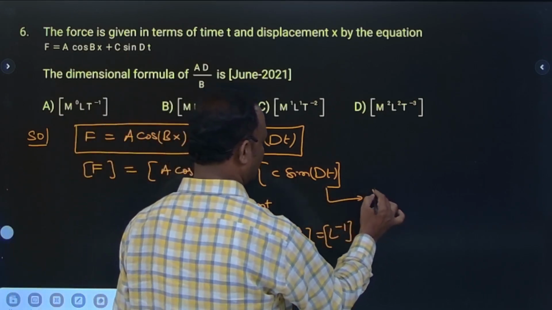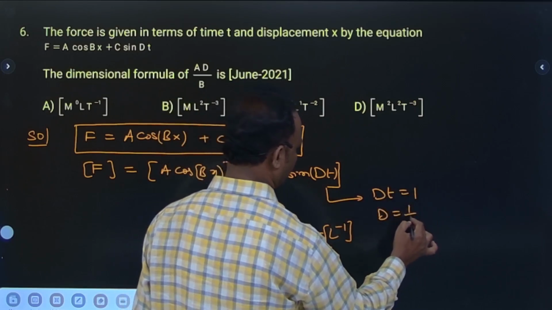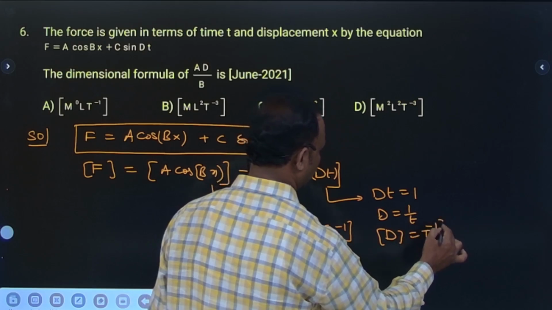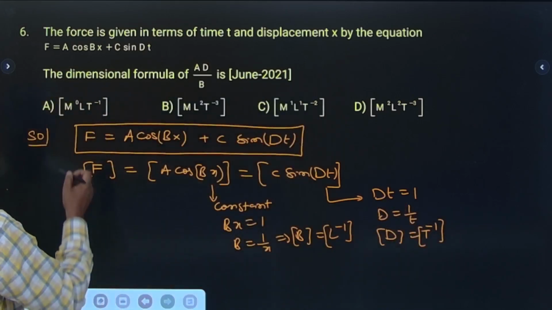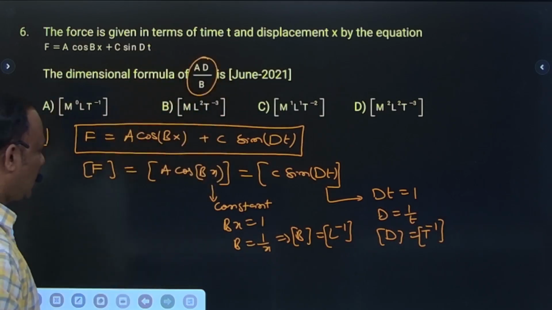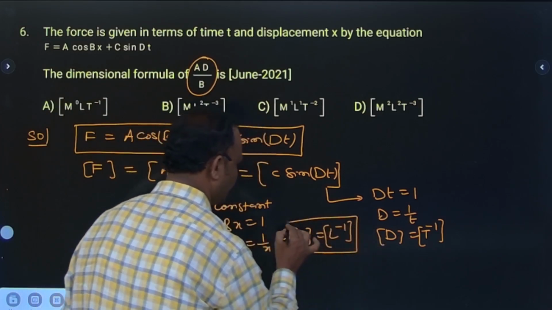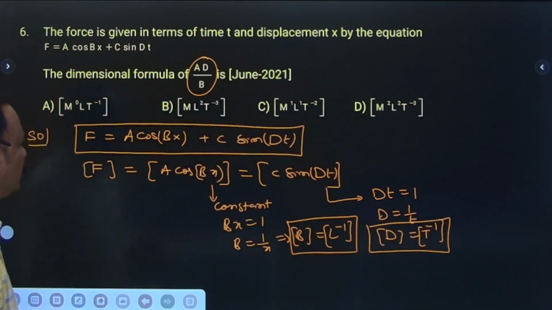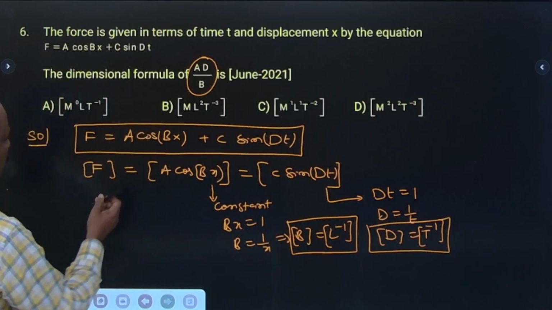Then the dimension formula of Dt is 1, so D is equal to 1 by t. The dimension formula of D is T inverse. Next one, what is being asked? The dimension formula of AD by B. I have the condition given for B and for D. Now I need to get A. First you make these two equal.